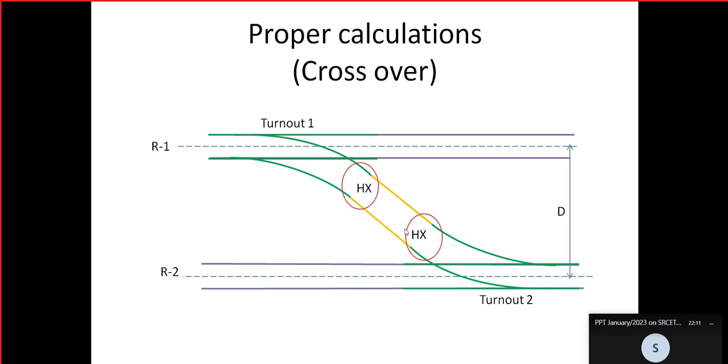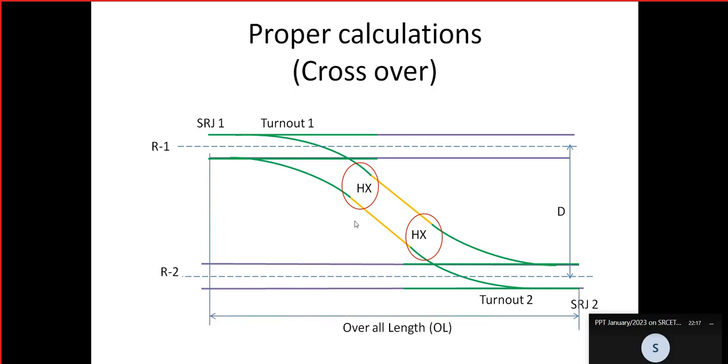In order not to get any kink, what is to be done? What length do we need? That overall length we have to find out. So the overall length we have to calculate in order to get zero kink at the heels of crossing. How to find out the overall length? The overall length should be exact.